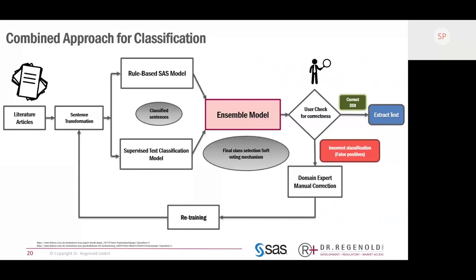Once the classification is obtained from both the models, it is then used as an input into an ensemble machine learning model. This ensemble model could be a random forest, for example, whose aim is to then select the correct classification obtained in the previous step. The user then checks the classification of the documents, and the incorrectly classified documents can be put back into the training set with manually corrected labels. And if they are correct, you can extract it.